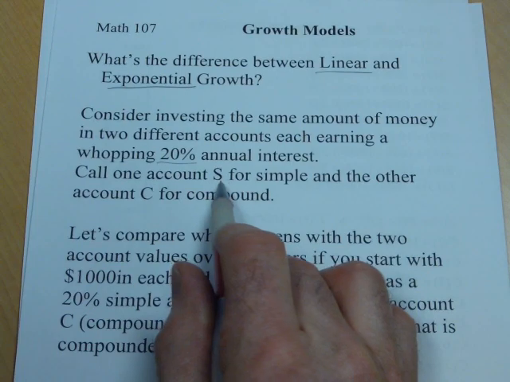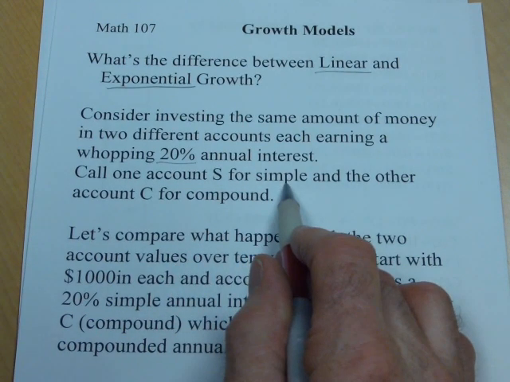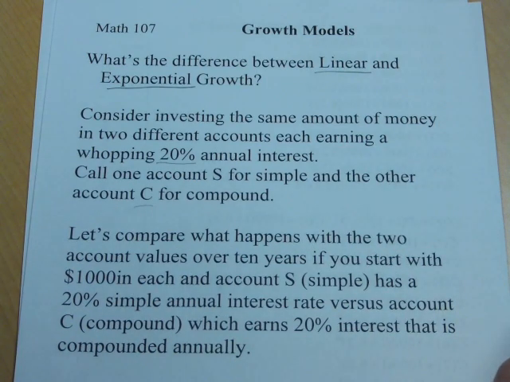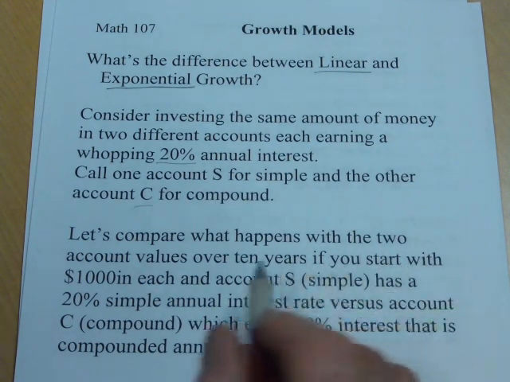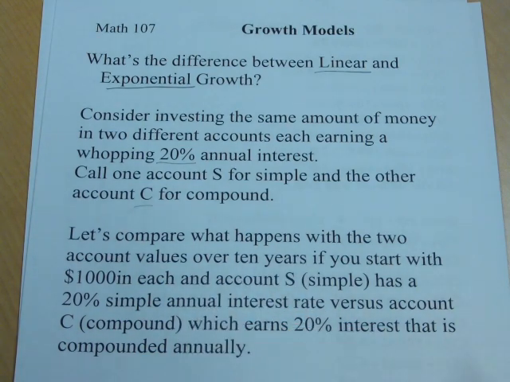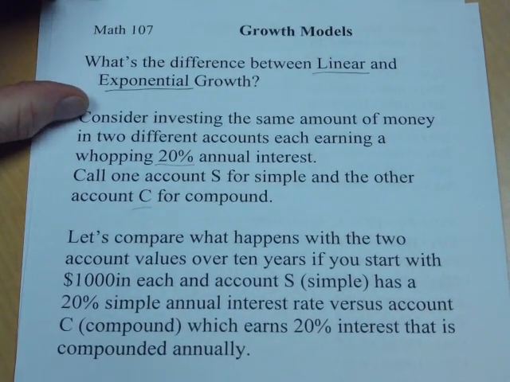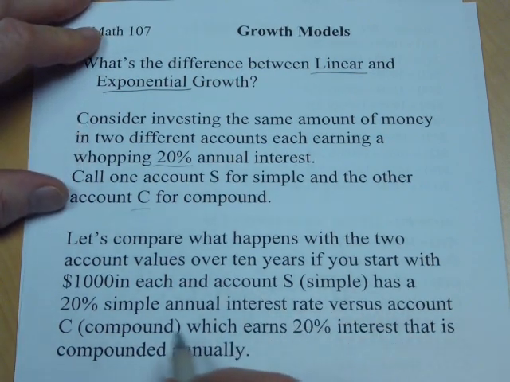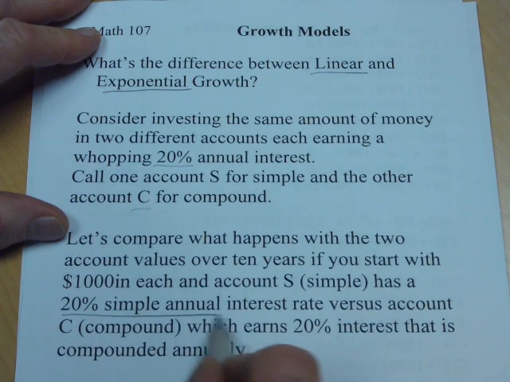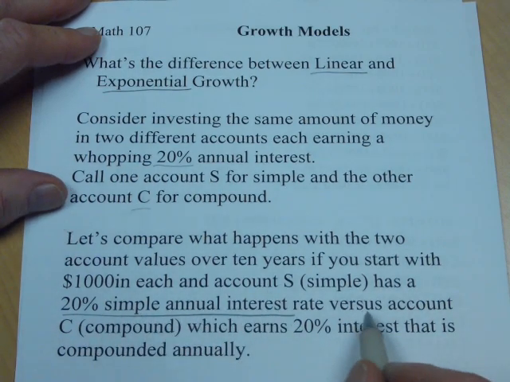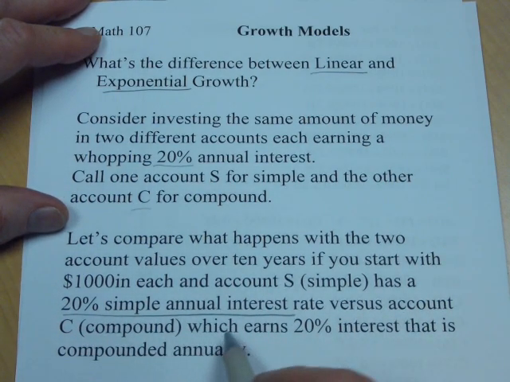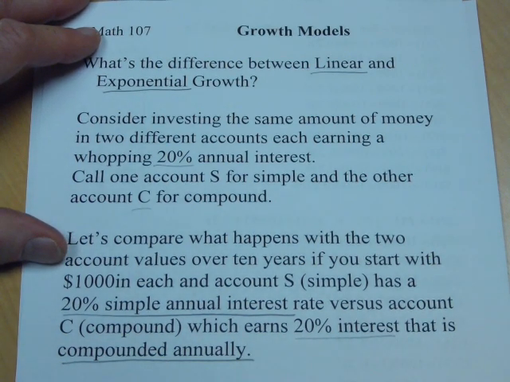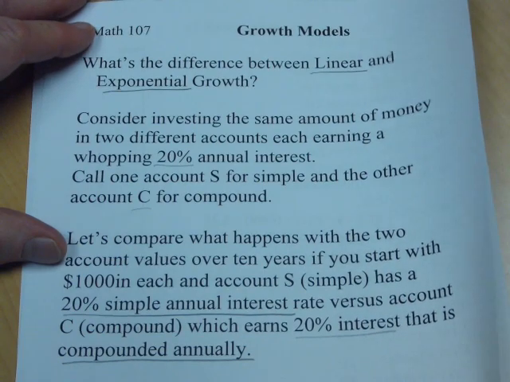We'll call one account S for simple, that'll be the simple interest account, and the other account we'll call C for compound, which will be the compound interest account. So let's compare what happens with the two account values over 10 years if you start with $1,000 in each. Account S will be earning 20% simple annual interest versus account C, which will earn 20% interest that is compounded annually.